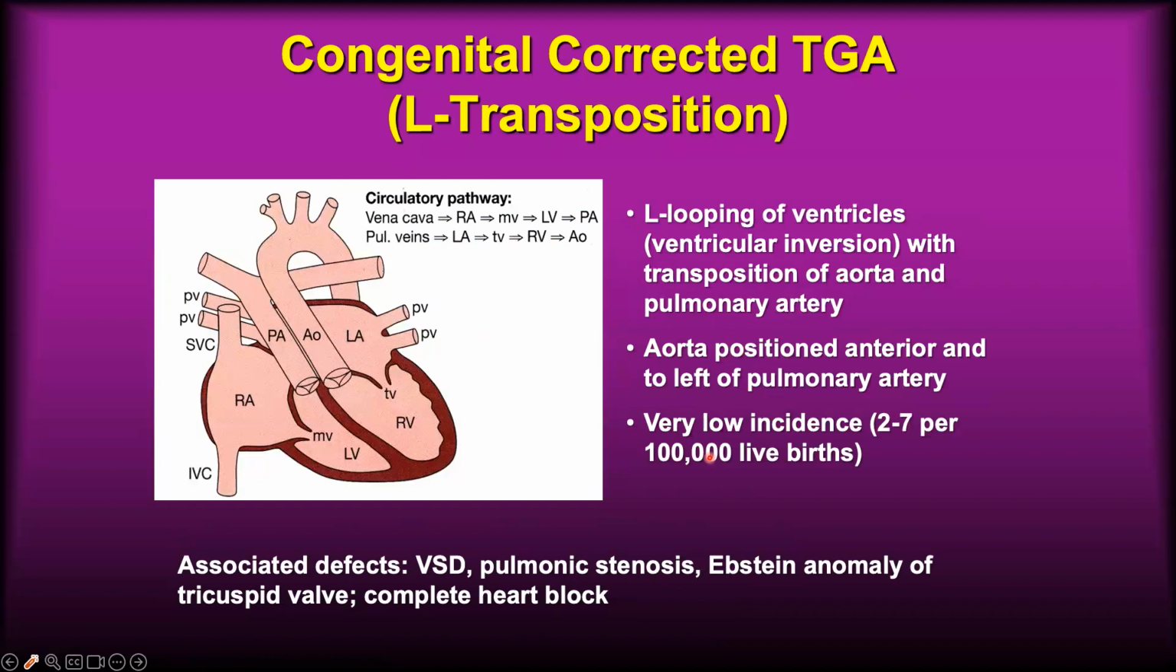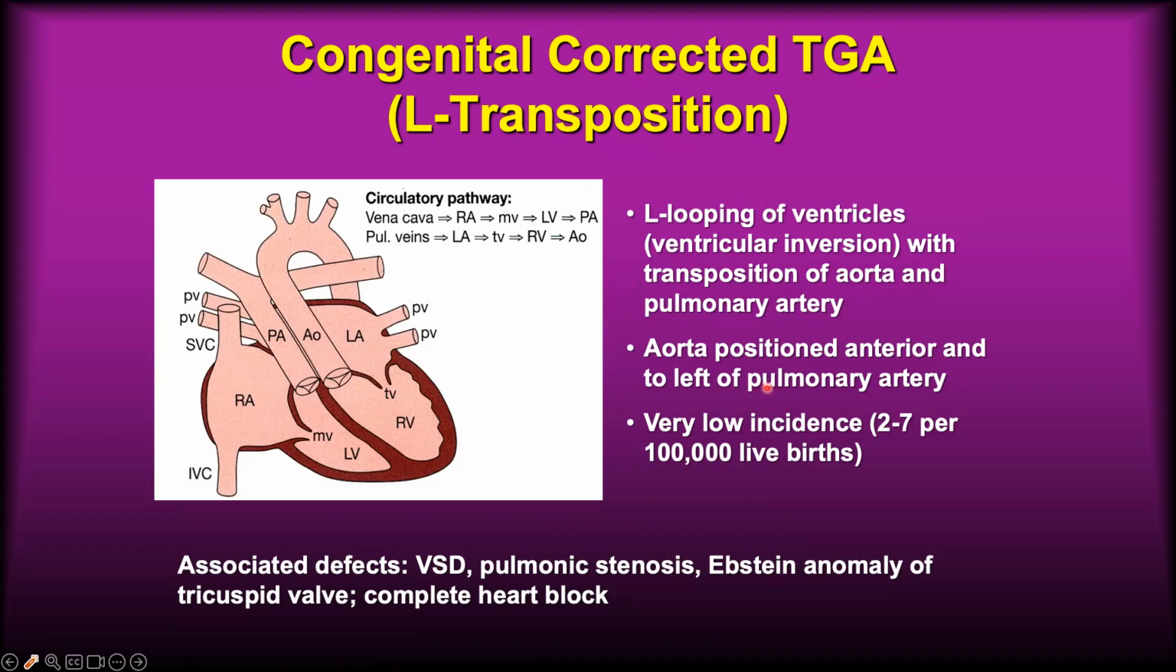Now we've got leftward looping, L looping, which makes the ventricles switch. Notice the positioning of the aorta and pulmonary artery, similar to what we saw with D-transposition. They're kind of side by side. They're not perpendicular to each other. So the aorta is anterior and to the left of the pulmonary artery. Okay. Normally, when you don't have transposition, the pulmonary artery is anterior and to the left. Right? When you see it on the screen, it's anterior and to the right, but that's the patient's left.